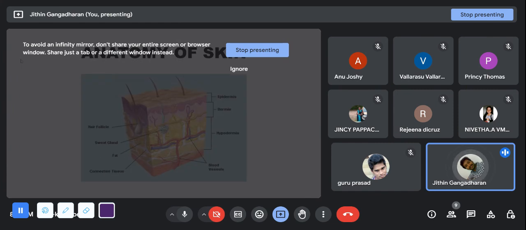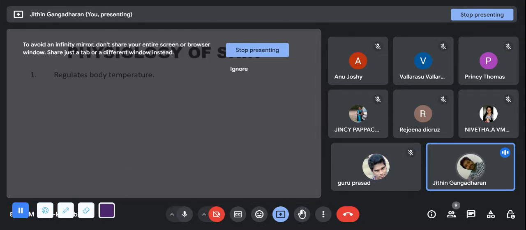Now let's understand the basic anatomy of the skin. The main portion of the skin is the epidermis. Underneath the epidermis we have the dermis, the hypodermis, and underneath that we have the connective tissues as well as the subcutaneous tissues. The first layer is the epidermis, and when only the epidermis is involved we can say it is a mild degree burn. When the dermis or the hypodermis is involved, the degree of the burn increases.